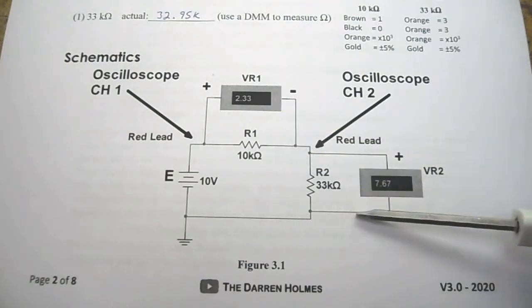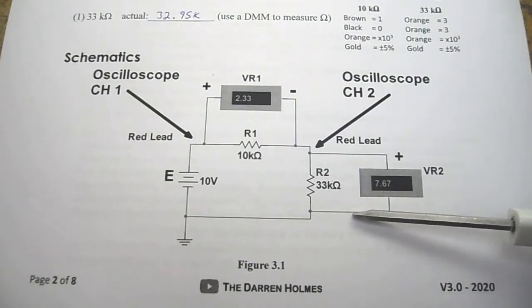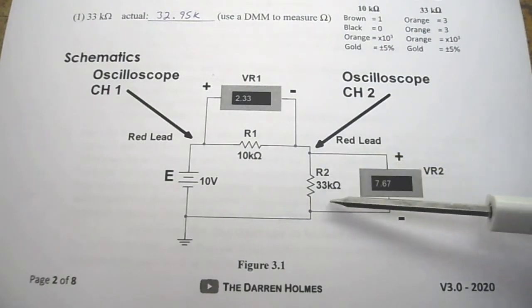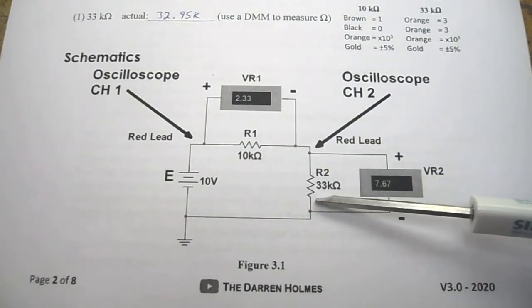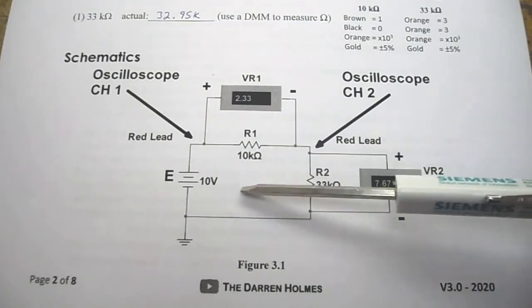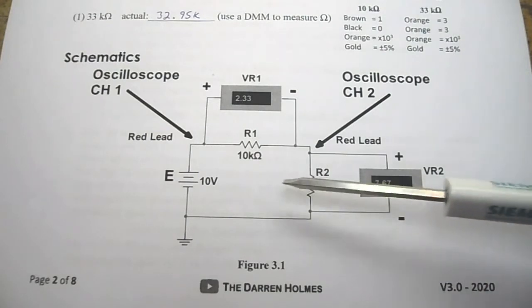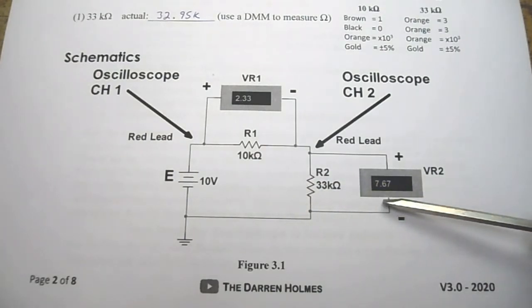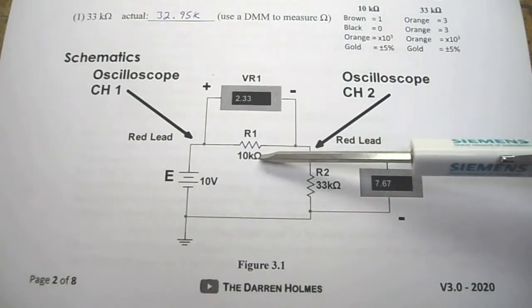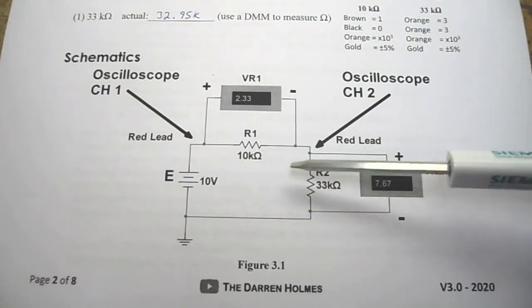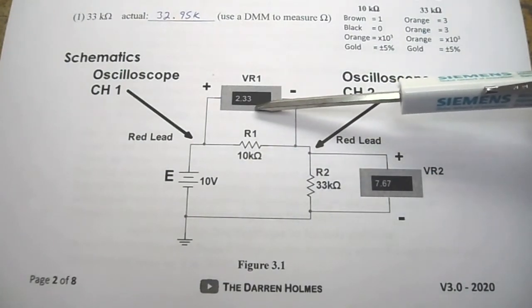So if you remember your voltage divider rule from DC circuit analysis, to find this voltage drop, we take the 33K divided by the total resistance, which is 43K, and then we multiply it by the 10 volts. So you can see that it should come out to about 3/4 of the 10 volts, and we have here 7.67 volts. And for this resistor's voltage drop, we take the 10K over the 43K total resistance, and that works out to about 1/4 of the voltage. In this case, it's 2.33 volts.